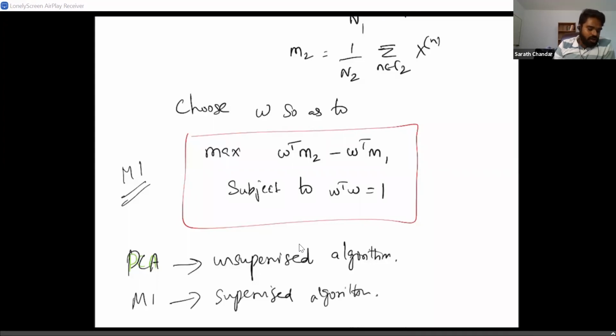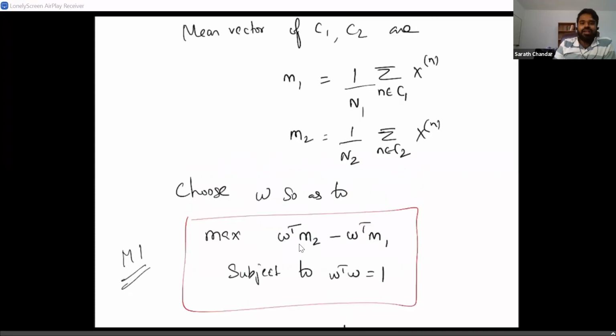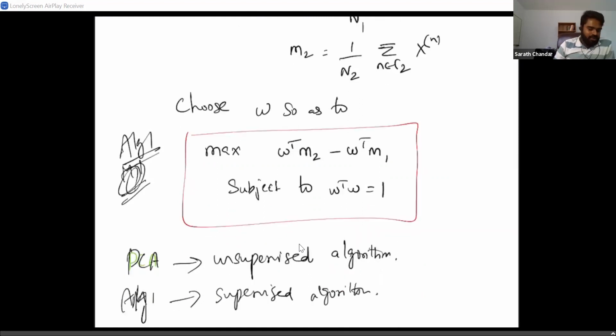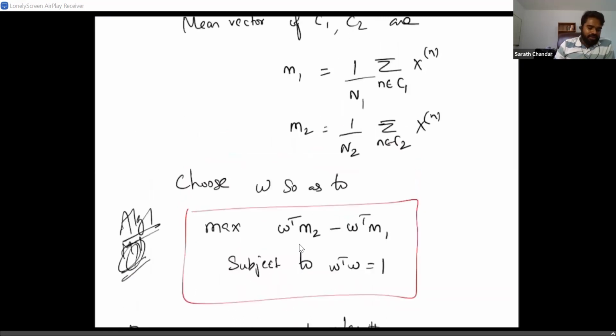Why? Because to compute M1 and M2, you need the class label. Maybe my bad, I have two M1 here. So let's just call this algorithm 1. Algorithm 1 is a supervised algorithm simply because we are using the class labels.